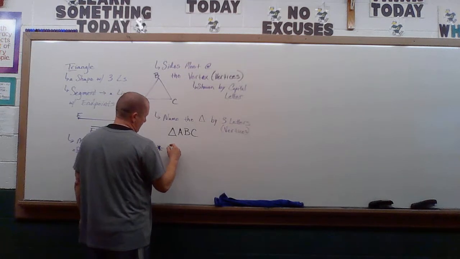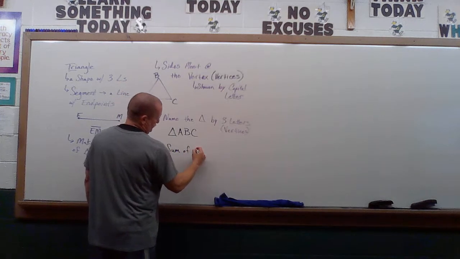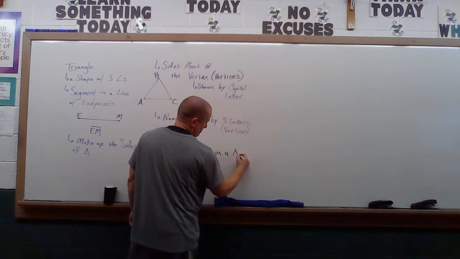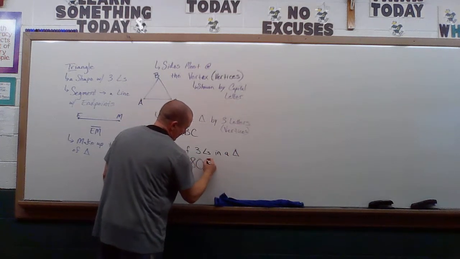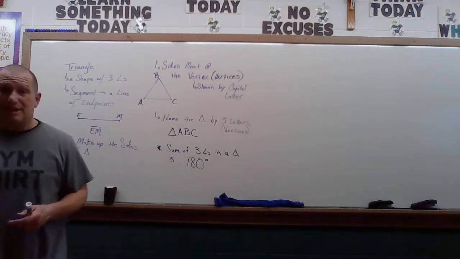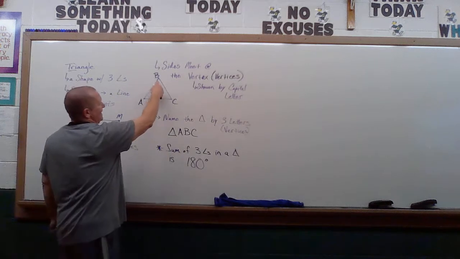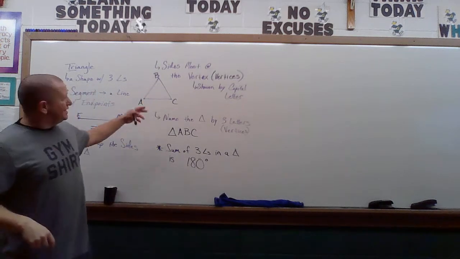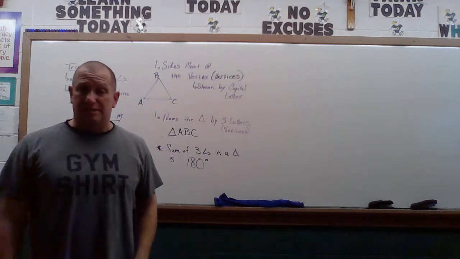Hopefully somebody knew that and responded that the sum of the 3 angles in a triangle is 180 degrees. And then don't forget about that degree symbol. Okay, so if I knew what this angle was and what this angle was, I could find out what my 3rd angle was by adding my other 2 angles together and subtracting from 180 degrees.